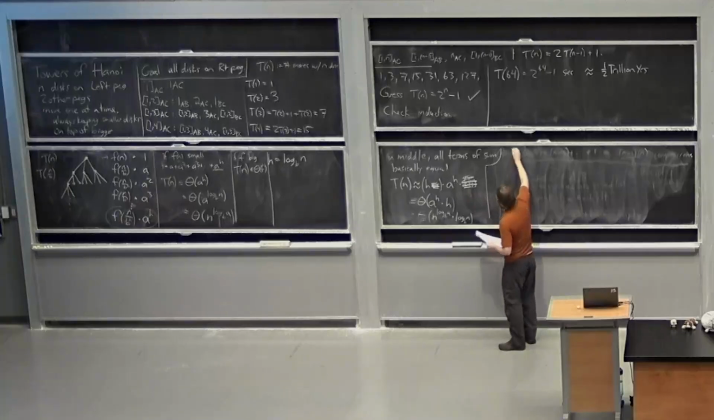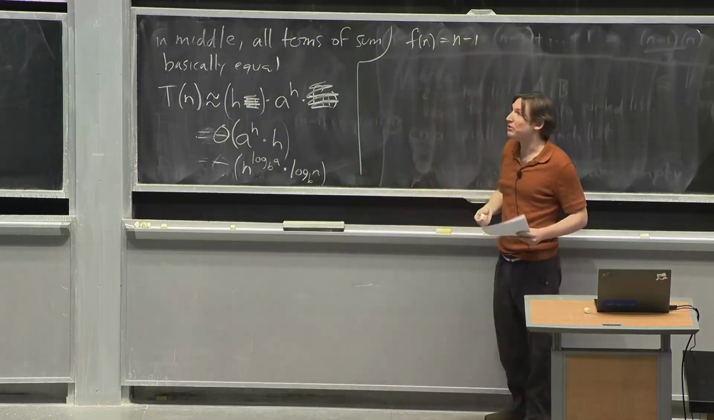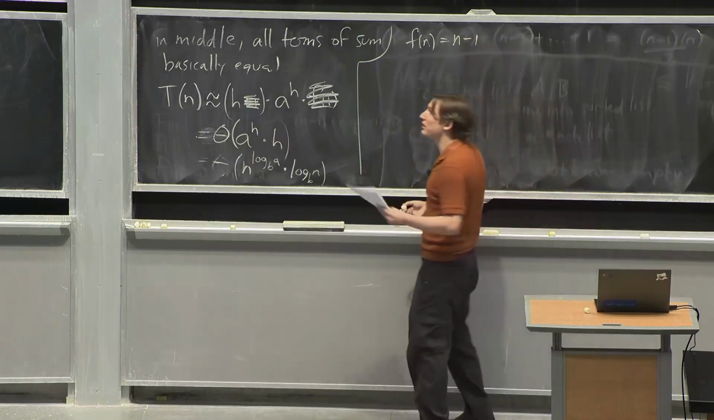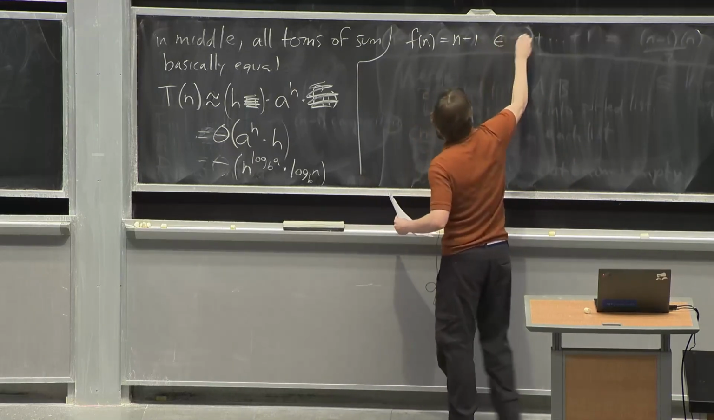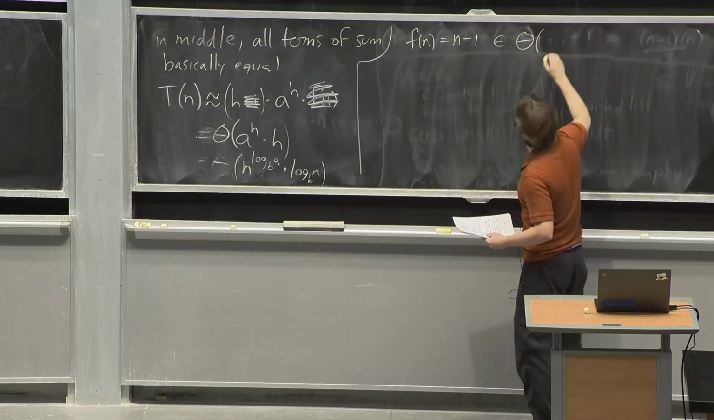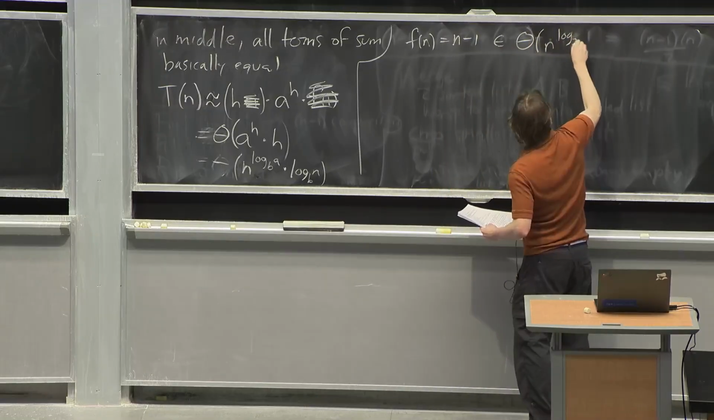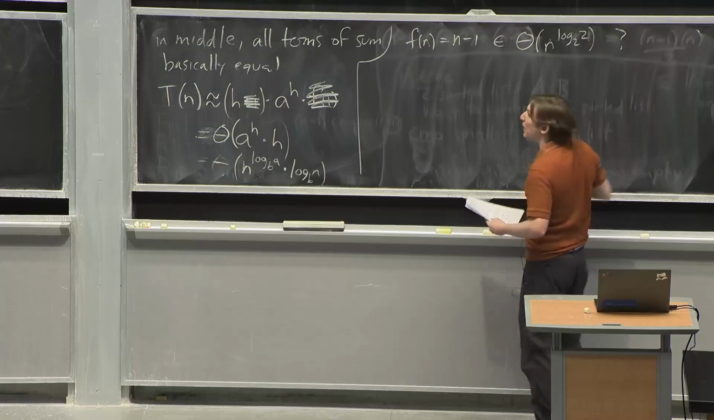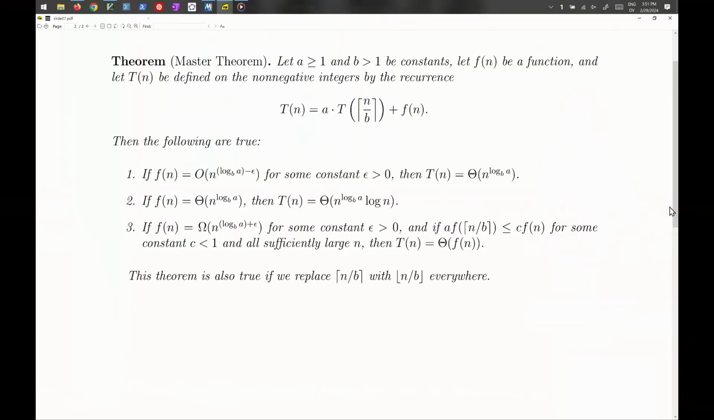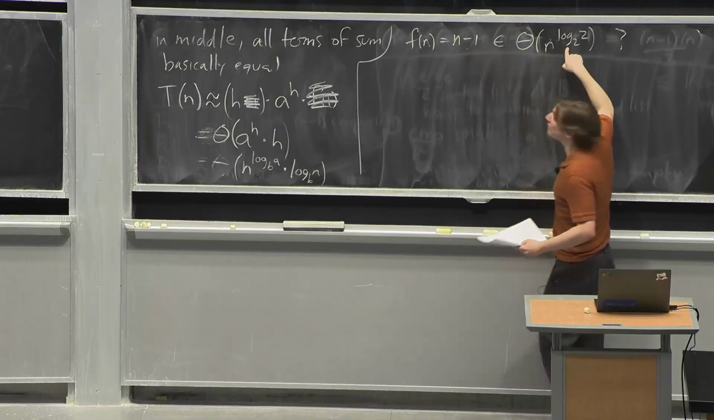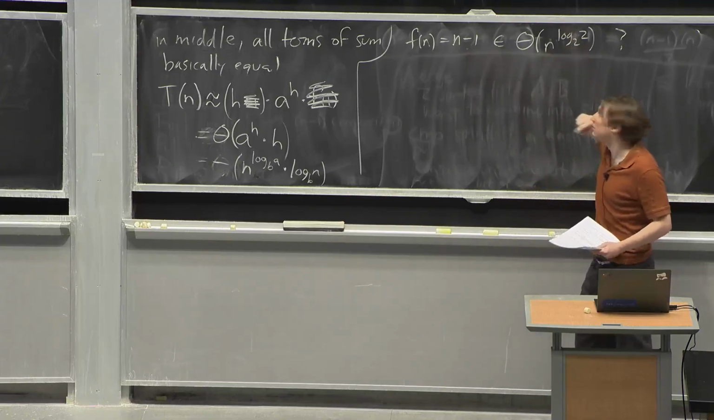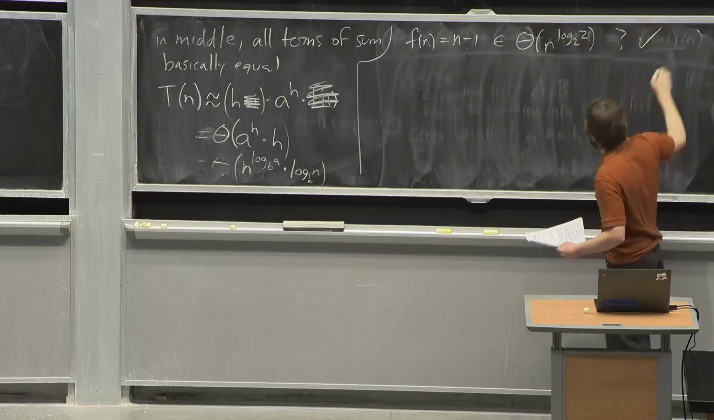Because f(n) here is n minus 1 for merge sort. And it's asking, is this theta of n to the log base 2 of 2? That's the condition for case 2 to apply according to the master theorem. And yeah, n minus 1 is in theta of n. This exponent is 1. So yes, we're in case 2.